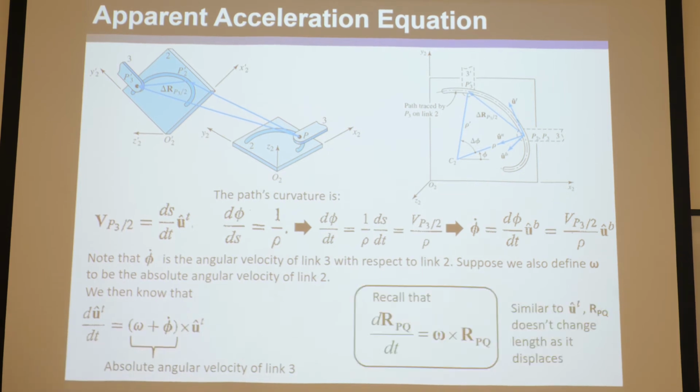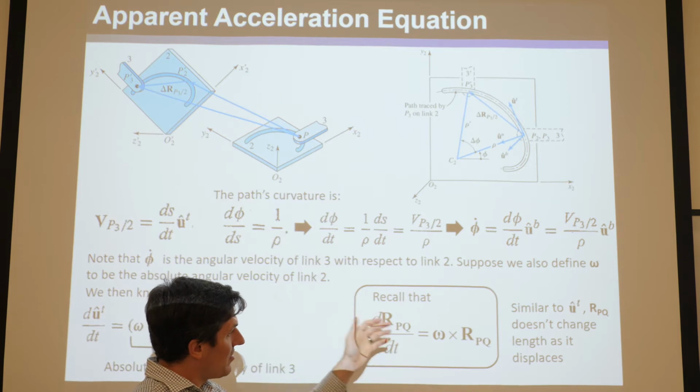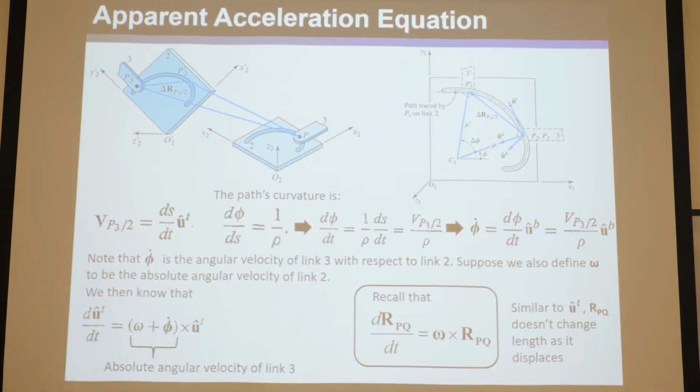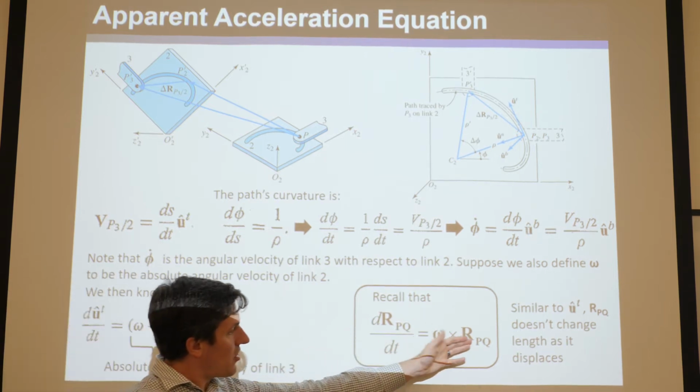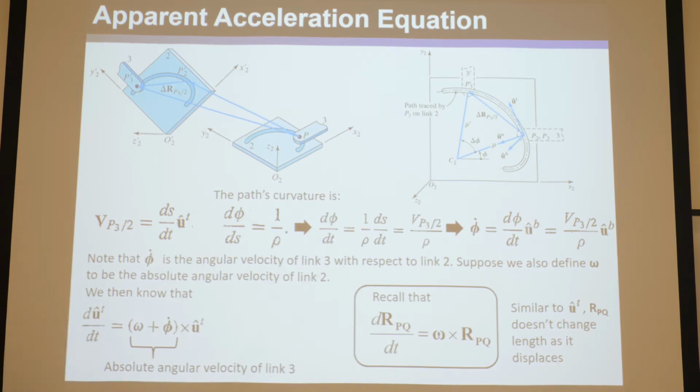Well, if you recall what we derived, the derivative of RPQ, the position difference vector between P and Q on a body, equals omega cross RPQ, which is the velocity difference vector, right? We did that huge proof in topic 2.